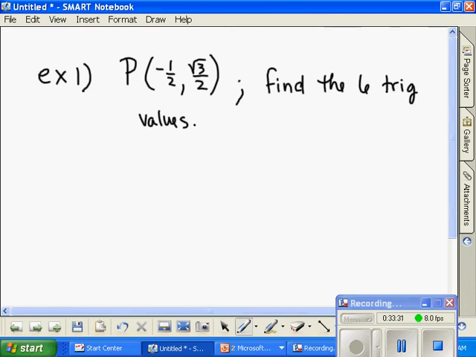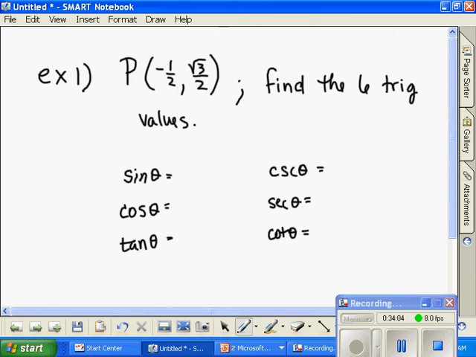all I have to do is use that ordered pair and know my trig definitions and pick the right pieces and put them together. When I do these problems where I'm finding the 6 trig values, I just go ahead and list them out: sine theta, cosine theta, tangent theta, and then I make a second column with the reciprocals right across: cosecant theta, secant theta, cotangent theta. I set these up the exact same way every time.